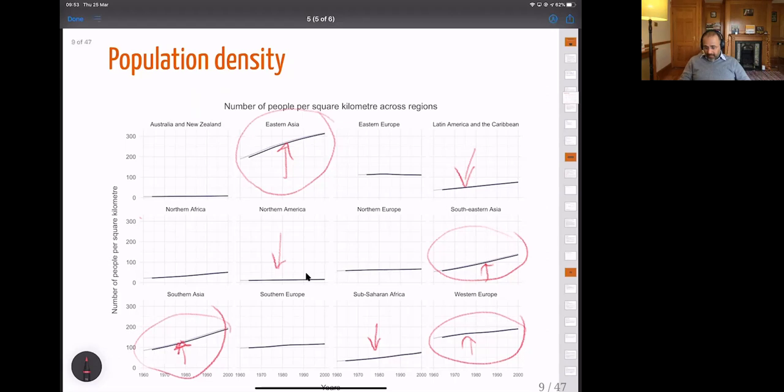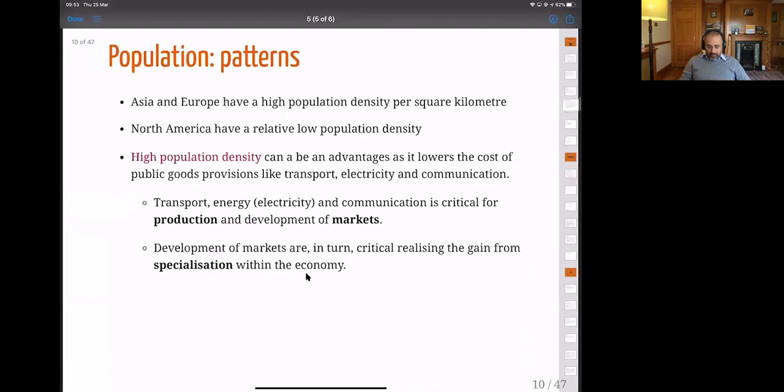Okay, right. So population patterns: Asia and Europe have a high population density. North America has a relatively low population density, but North America, just like Netherlands, just like Norway, also has a low population density. It's been able to transform its geography by the sheer fact that it has enough tax to spend and build infrastructure, and geography doesn't matter anymore.